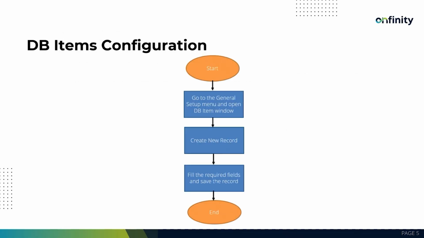For the database item configuration, first you have to go to the General Setup menu and open the database item window. Then you have to create a new record, fill the required fields, and save the record. This will configure your database item. You will prepare the static database item manually, but the dynamic ones will be created automatically when you create the component input values and the balances.